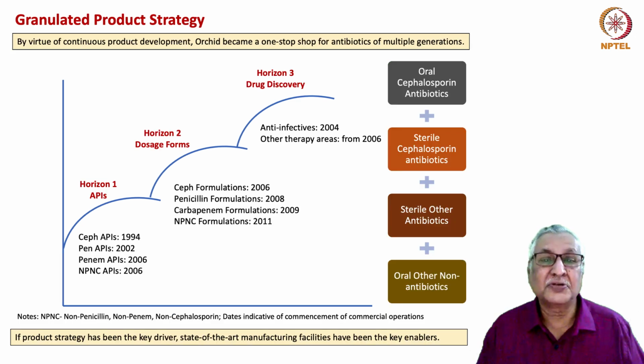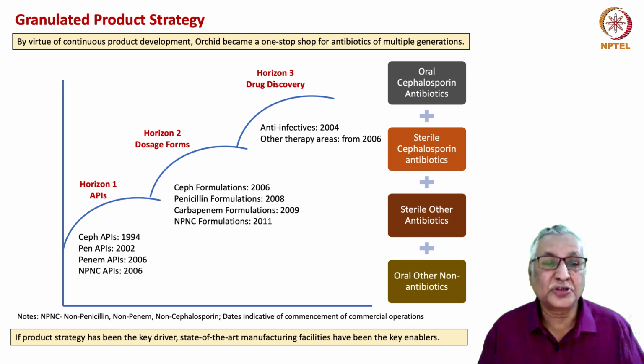The product strategy was highly granulated. By virtue of consistent product development, Orchid became a one-stop shop for antibiotics of multiple generations. Horizon 1 APIs comprised cephalosporin APIs, which were commenced in 1994, penicillin APIs, which were commenced in 2002, carbapenem APIs, which were commenced in 2006, and NPNC APIs, which were established from 2006.